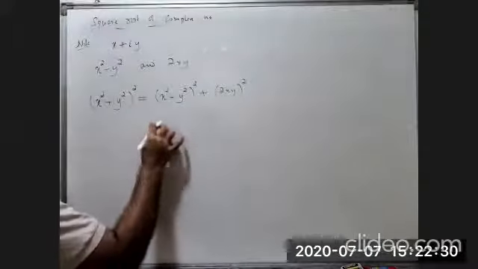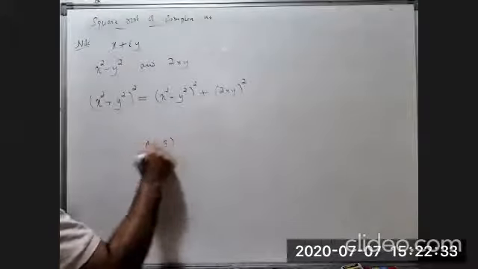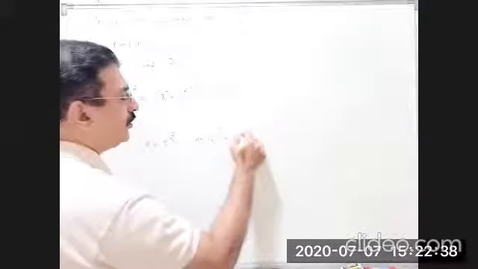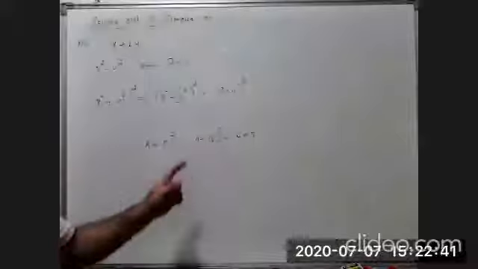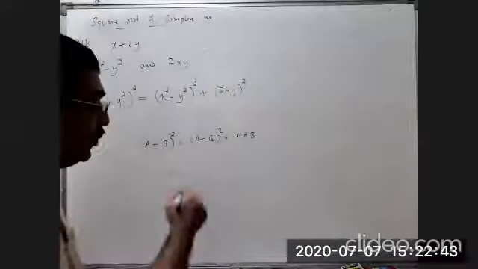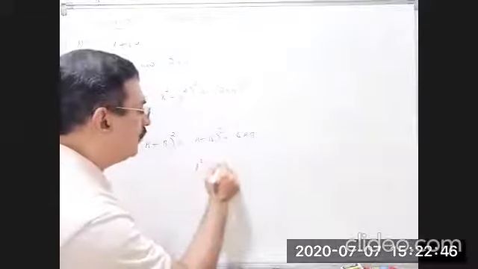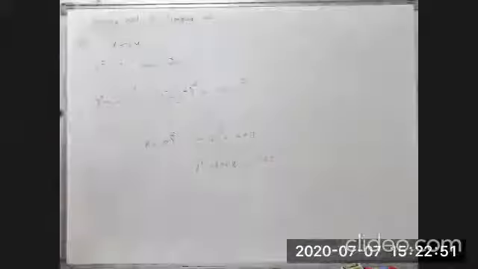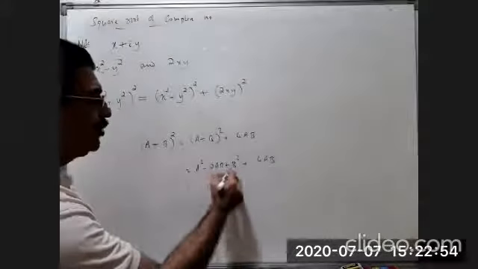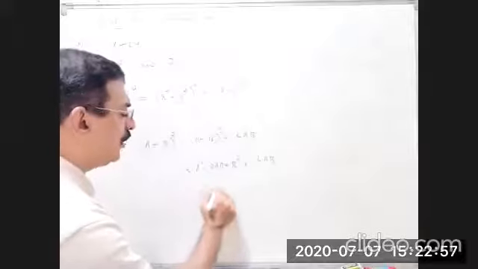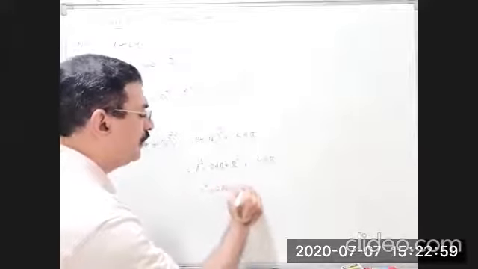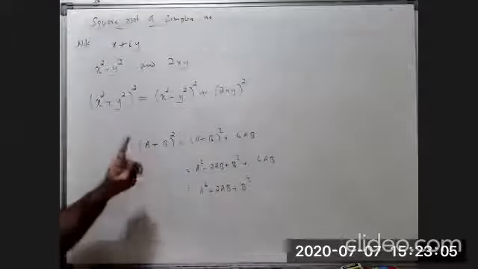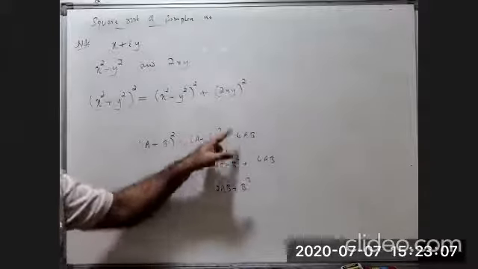A plus b the whole square is a minus b the whole square plus 4ab, is it? Because a minus b the whole square is a square minus 2ab plus b square. If you are adding 4ab, minus 2ab plus 4ab will be a square plus 2ab plus b square. This is the expansion of a plus b the whole square. So a plus b the whole square is a minus b the whole square plus 4ab.